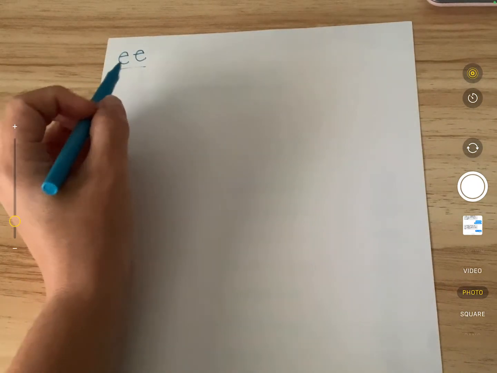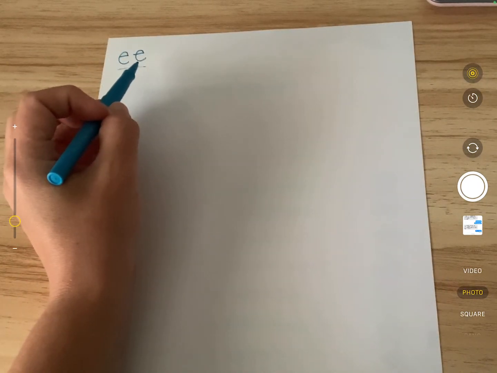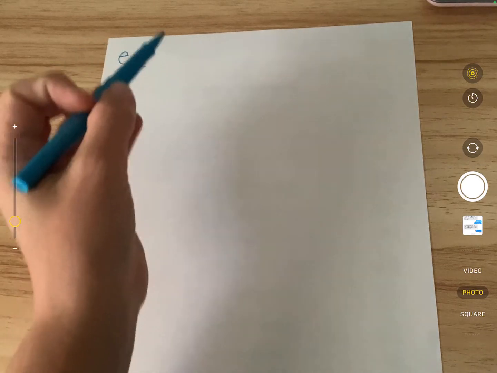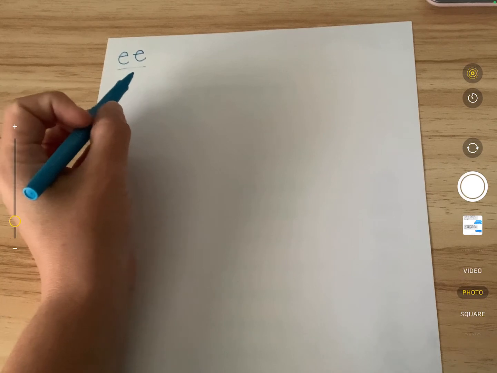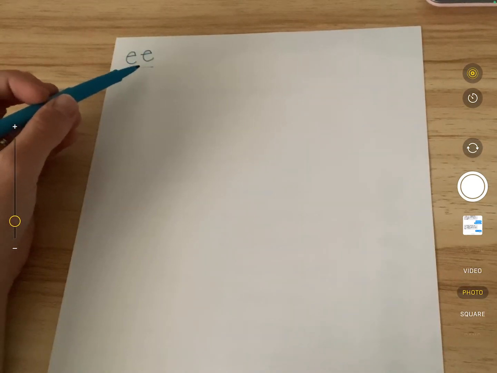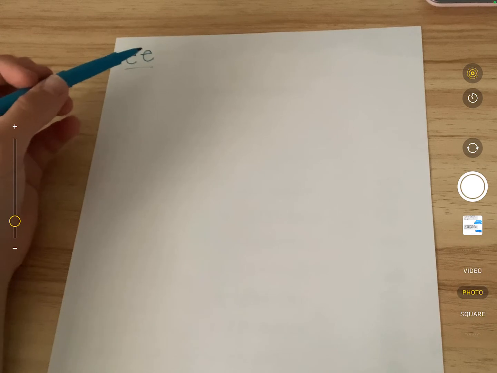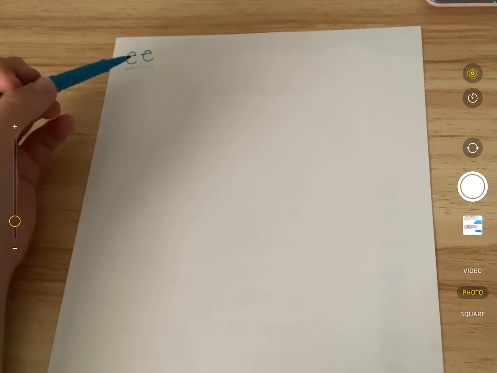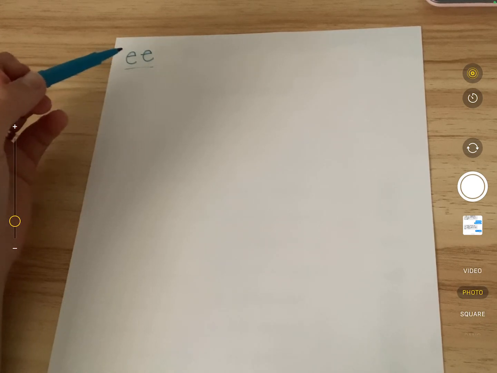We're all good. Okay, so E-E. Do you know what E-E says? Pause me while you say it. Good, it says E. Okay, so while you're paused, I want you to see if you can also think of a word that makes the E sound. All right, let's go ahead and pause. Think of a word with E.